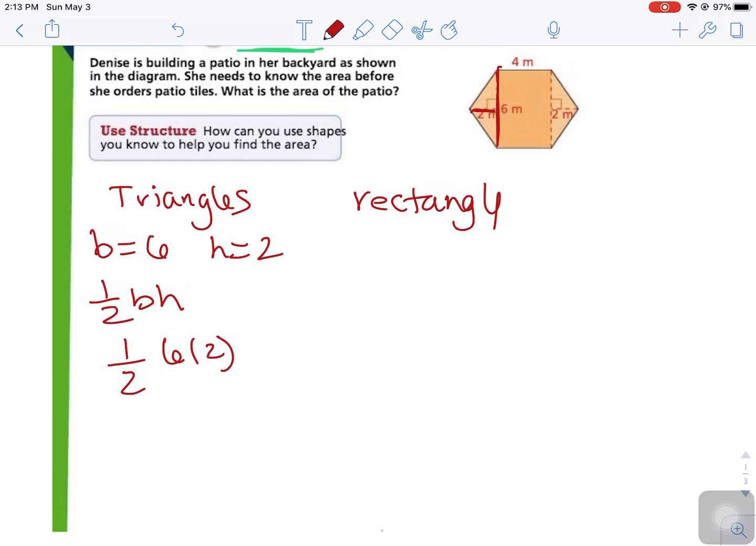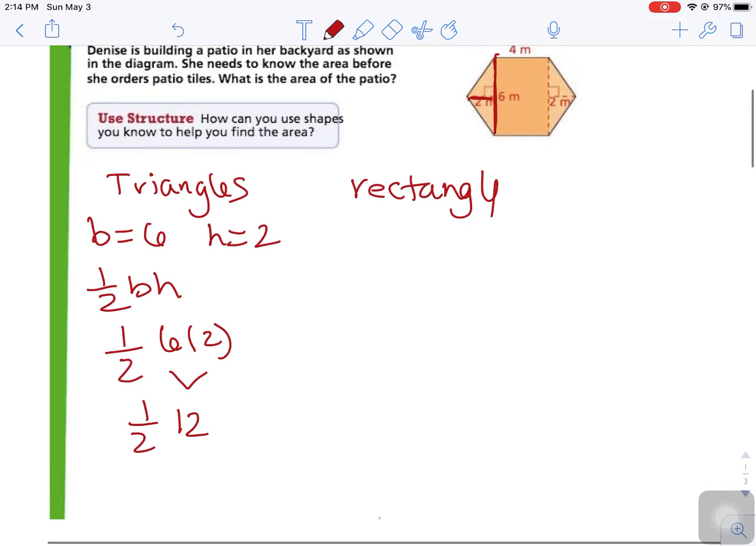Now you can do this 2 ways. You can first cut the base in half and then multiply by 2, or you can multiply first and then cut it in half, either or. So if I do 6 times 2, I know that's 12. So I have 1/2 of 12. Remember, you can put this into your calculator or you can multiply by 1/2, but whenever you multiply by 1/2, you're really just dividing by 2 because you're cutting that thing in half. So if I'm cutting 12 in half, I'm dividing by 2. 1/2 of 12 is 6.